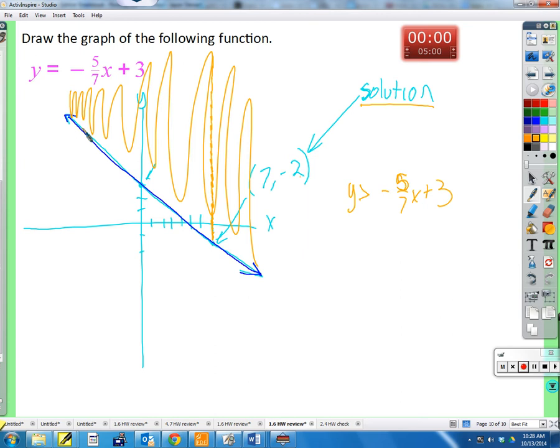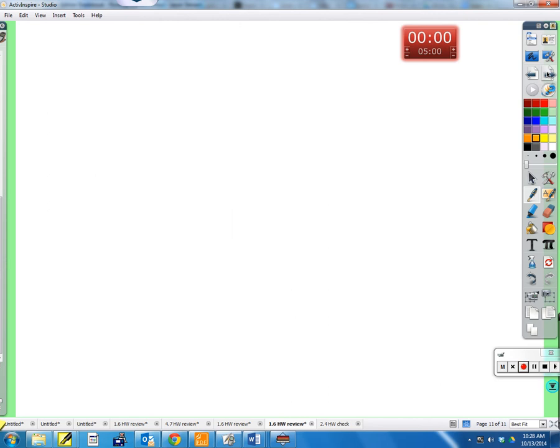If you were just doing y is greater than negative 5 over 7x plus 3, wouldn't you dot the line? Yeah, we'll talk about that. But for now, let's just go ahead and practice, see if everything's clicking with everybody, not just a select few. It sounds like it's going well. Let's just go ahead and do this.